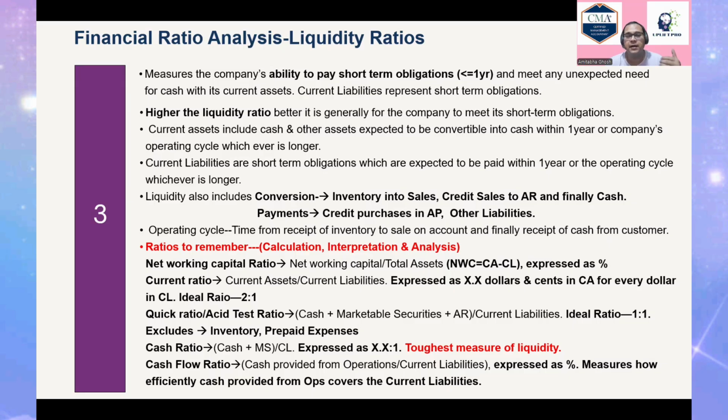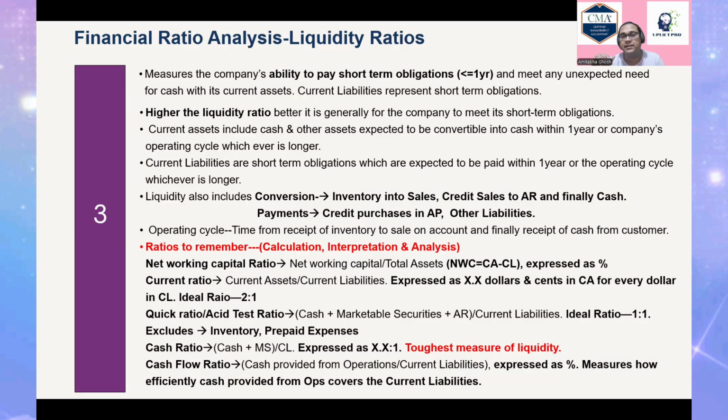Current ratio: current assets by current liabilities, known to most of us from our early days. It is expressed as dollars and cents in current assets for every dollar in current liabilities. And the ideal ratio is 2:1, which means that my current assets should be twice that of my current liabilities. That is the ideal ratio.